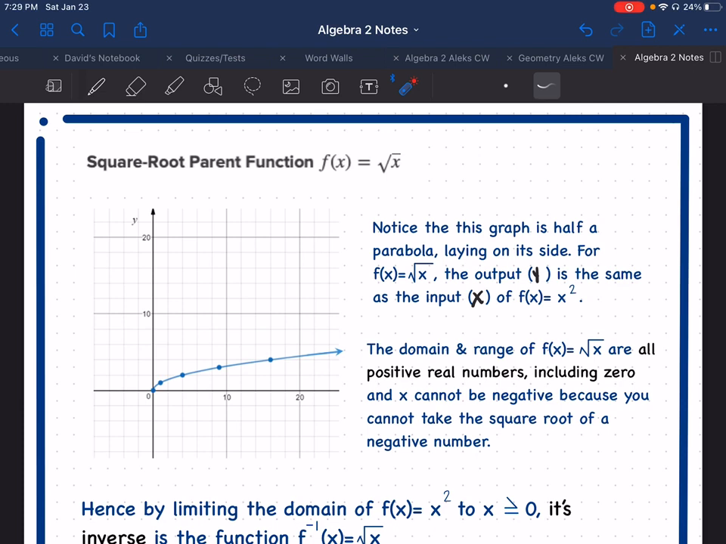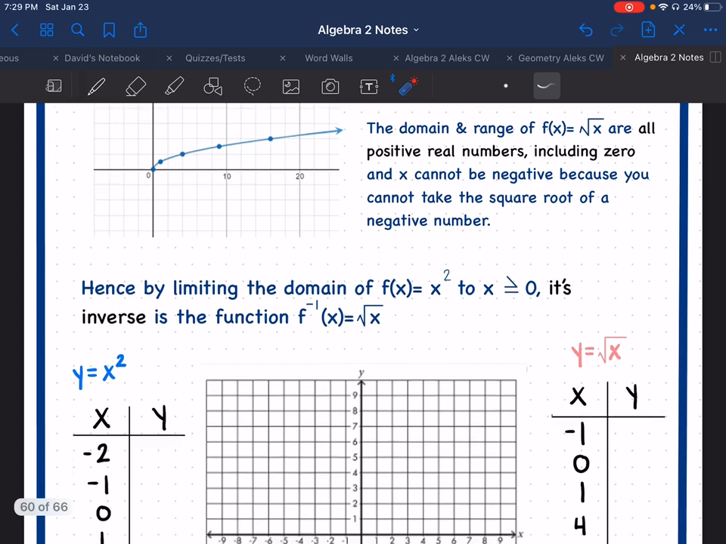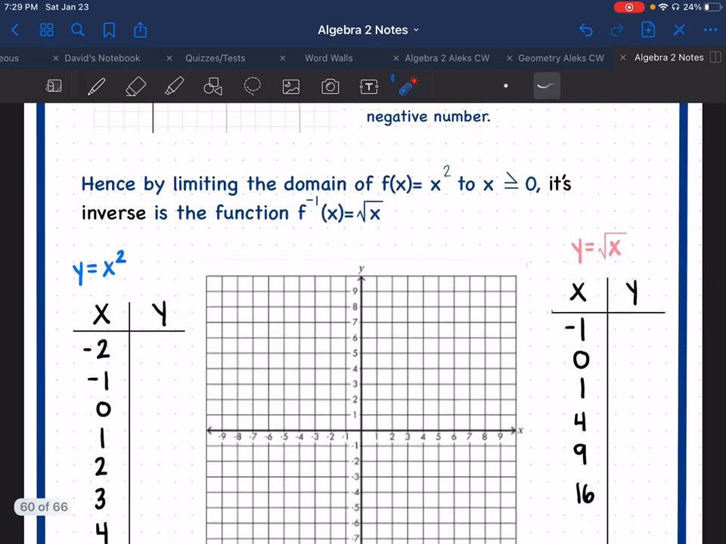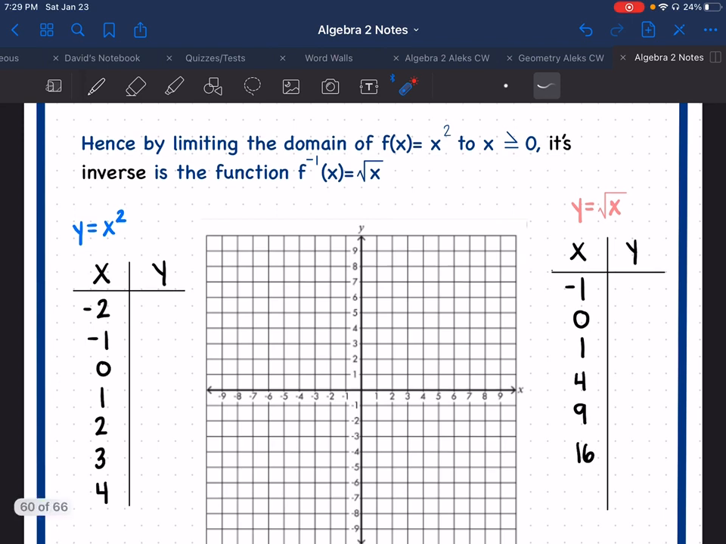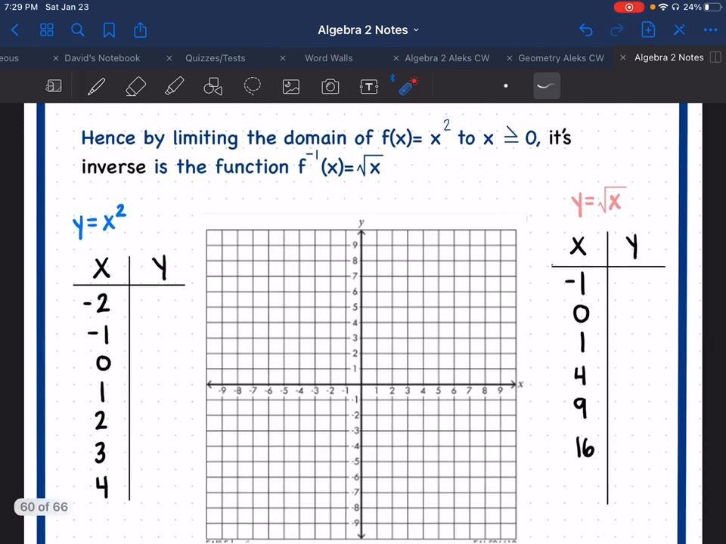If we take the square root of a negative number, we get an imaginary number. So when we're graphing, we cannot graph the imaginary part, so we just say it doesn't exist. Hence, by limiting the domain of my f of x equals x squared to x is greater than 0, it is the inverse of my function f of negative 1 of x equals the square root of x.